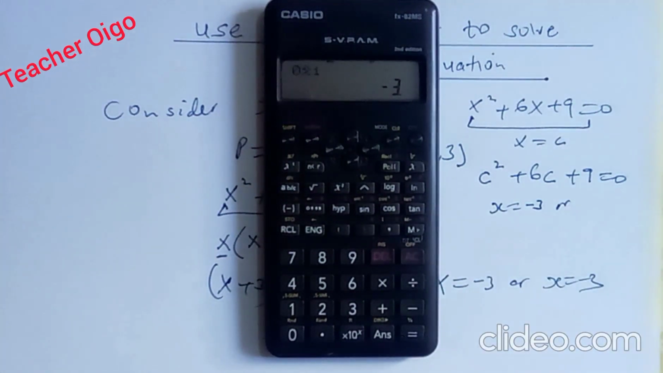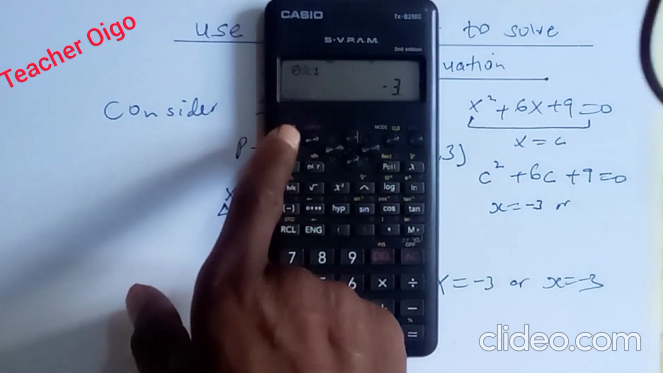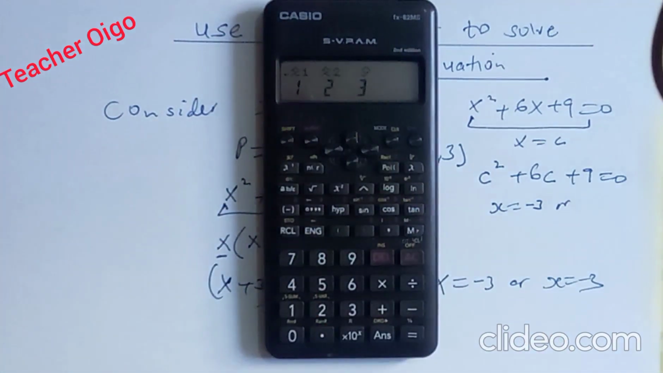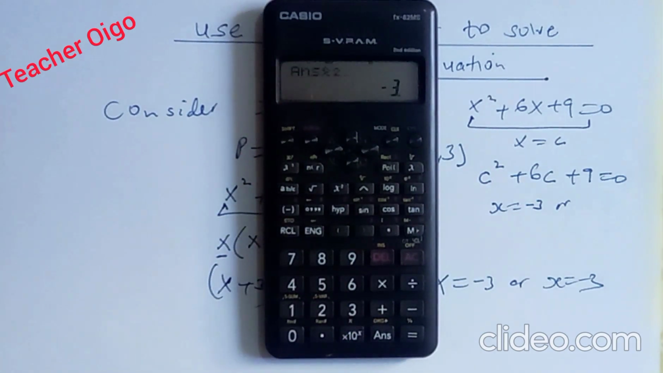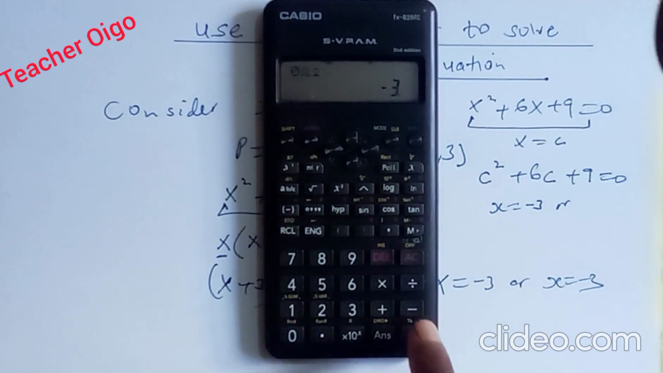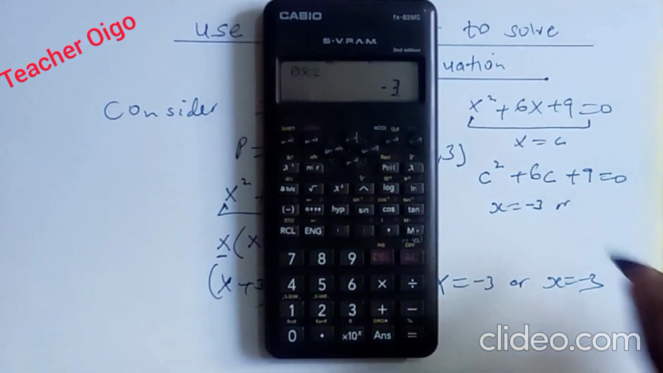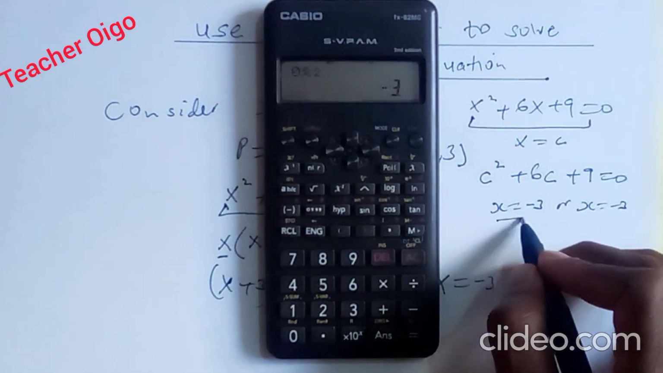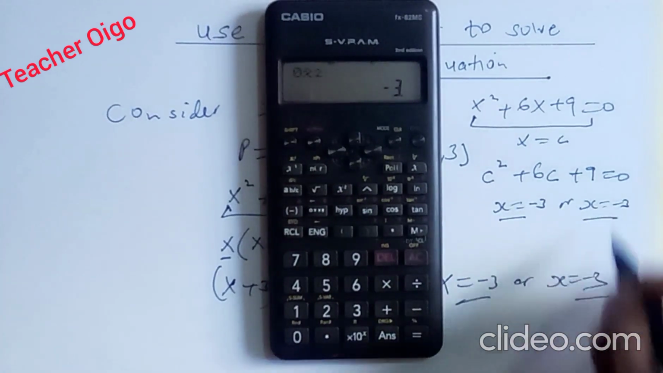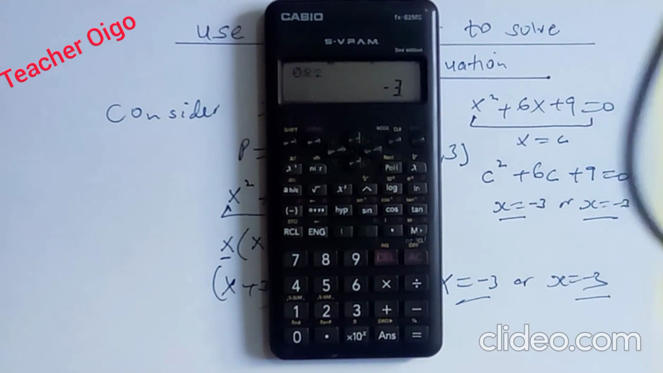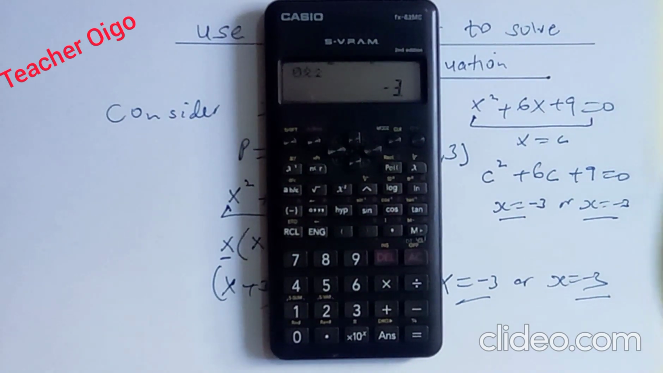To get the second root, you follow the last procedure where you shift, you go to 2, and then you proceed until you get x2. Now I choose 2. Once I've chosen 2, then I go back, then I make it 0, then I equate it. Again, I'm getting x being negative 3. And clearly, the roots that I'm getting from the calculator are exactly the roots I got from the direct factorization approach. And that's how simple it is to solve a quadratic equation using a calculator.